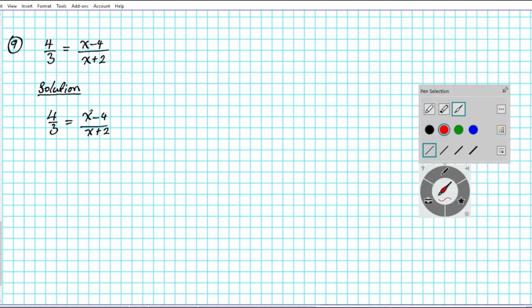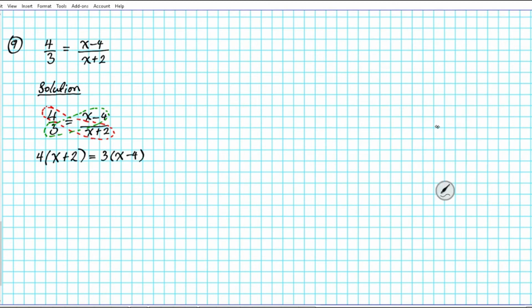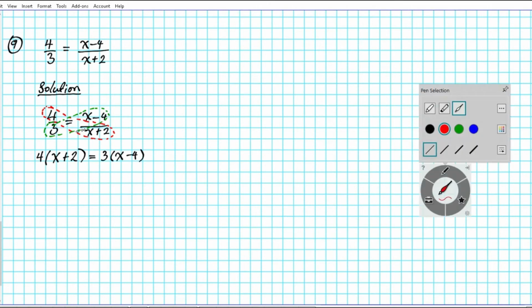So we multiply here. The numerator on the left, which is 4, we'll multiply that by x plus 2. And then the denominator on the left, 3, will multiply by the numerator on the right, x minus 4. If we carry out the multiplication, that would give us 4 times the quantity x plus 2 is equal to 3 times the quantity x minus 4. Alrighty, let's go ahead and distribute to simplify. So 4 gets distributed to x and 2, and then 3 gets distributed to x and negative 4.